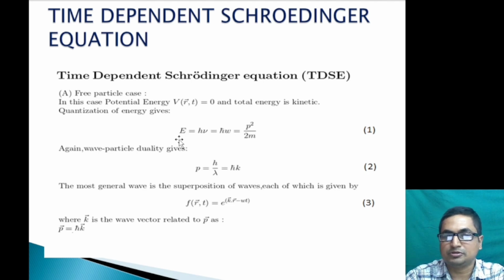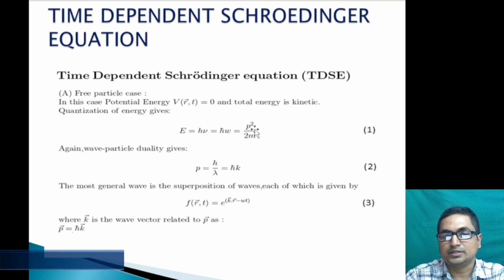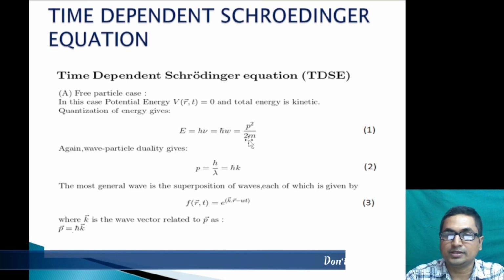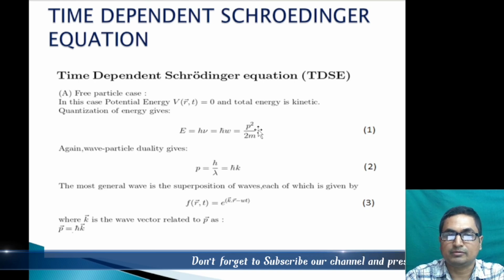One is the quantization of energy, which is nothing but Planck's quantum hypothesis, E equal to h nu, and we can put it in this form, where h bar is equal to h by twice pi, and omega is simply twice pi nu. So twice pi cancels, and ultimately h nu is equal to h bar omega, and this is equal to p square by twice m, which is the kinetic energy of the particle, since it's a free particle.